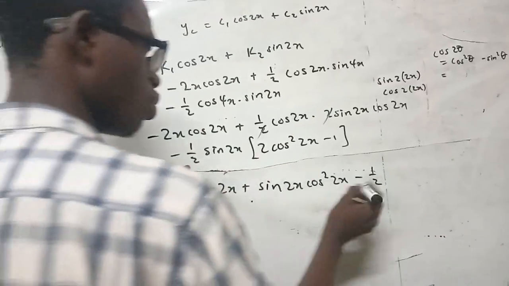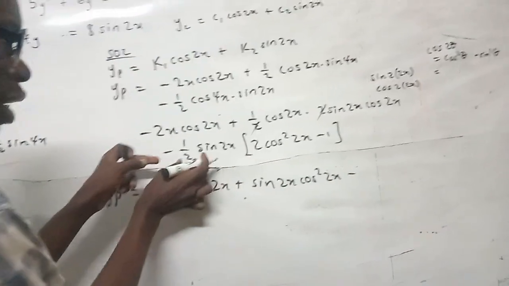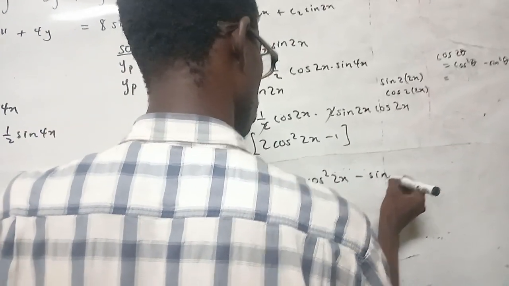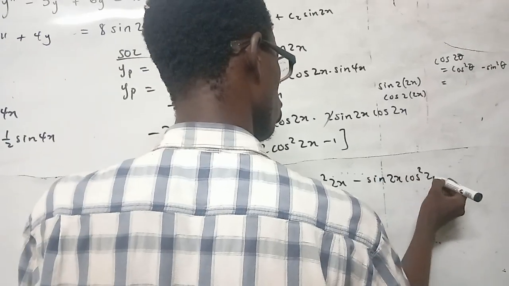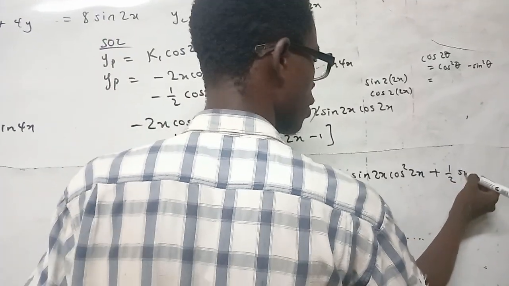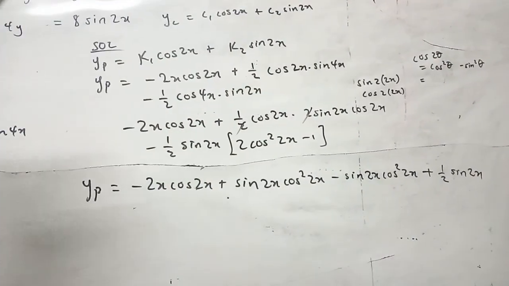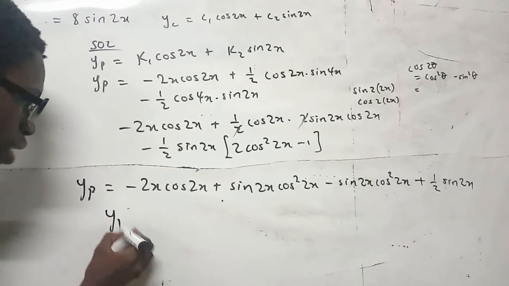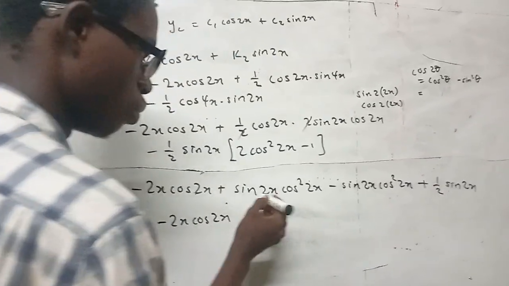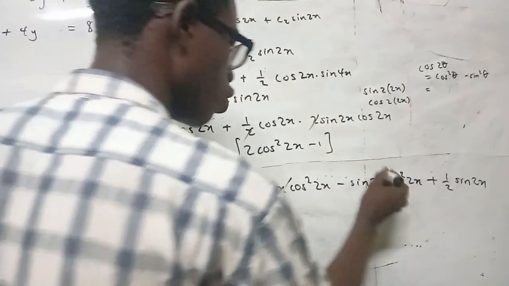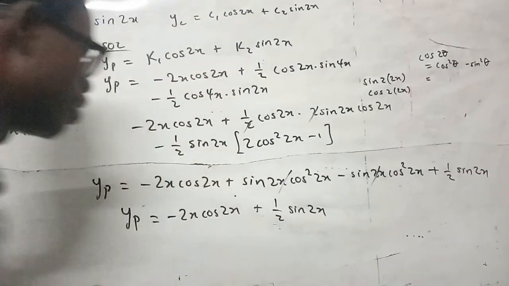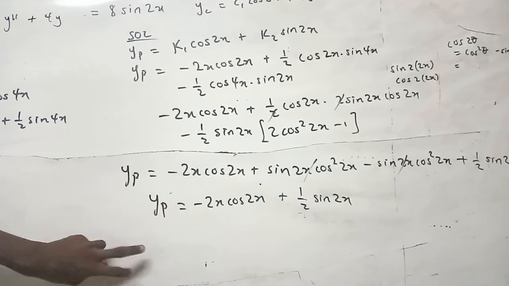Minus 1 over 2, opening this bracket. Okay, 2 is going to cancel this one out. Minus, if I open this bracket, 2x on 1 over 2 times 2 will cancel out. Minus sine 2x cos squared 2x, minus times minus plus 1 over 2 sine 2x. So everything in terms of sine 2x now. So our yp, let's simplify it totally. Minus 2x cos 2x plus, this sine 2x cos squared 2x, both of them will cancel out, plus 1 over 2 sine 2x. So this is the simplified yp, our y particular.